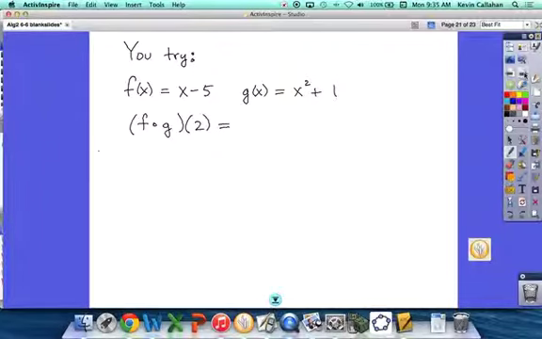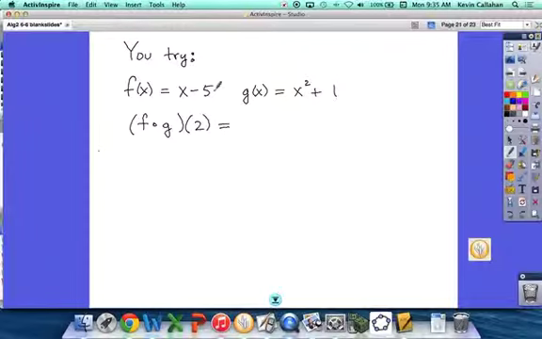Anybody got an answer? Shannon? Christian? What'd you get? 0? Does anybody else get 0? The answer is 0. I mean, again, this can be done really quickly, right? g of 2 is 2 squared plus 1, 5. f of 5 is 5 minus 5, 0. Done. That's the whole thing.